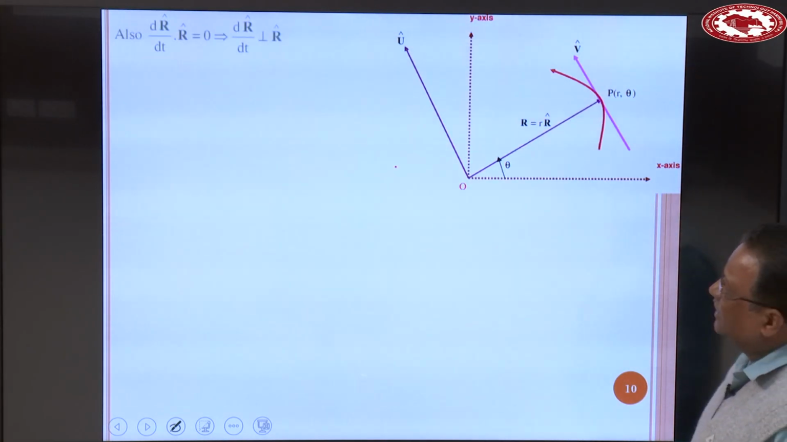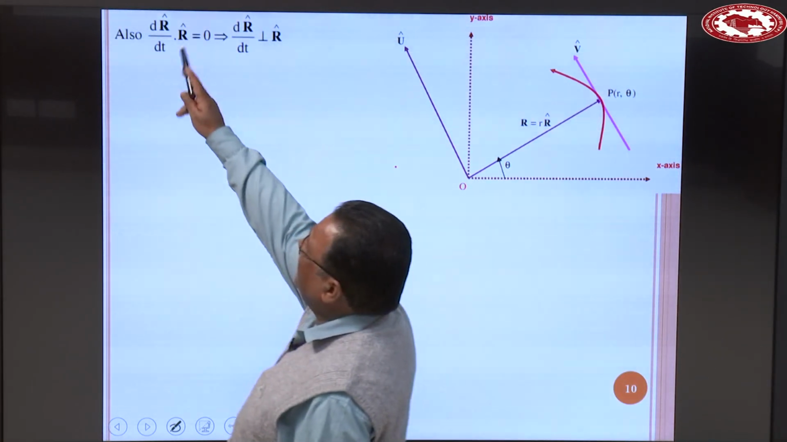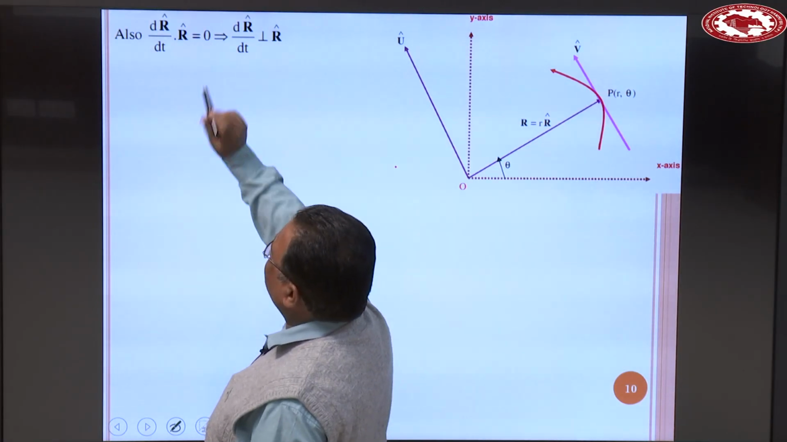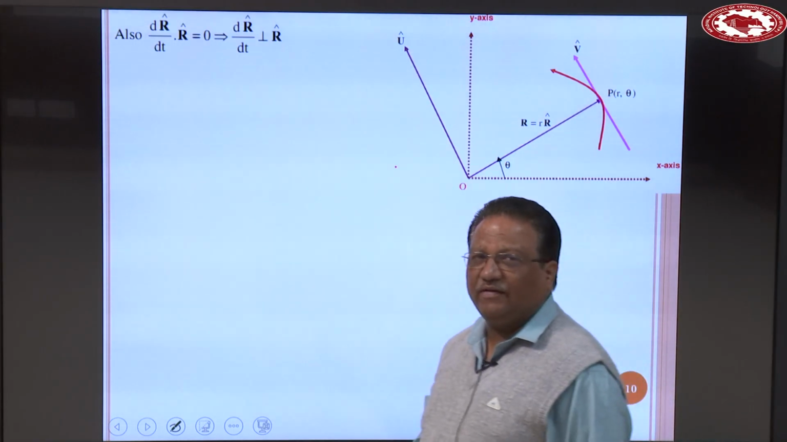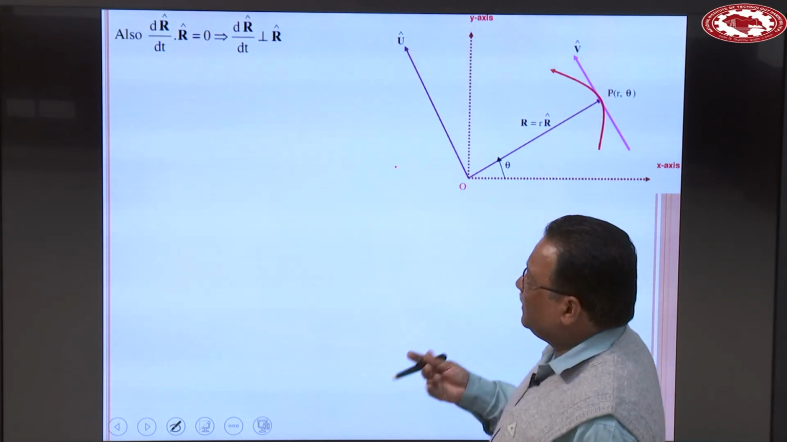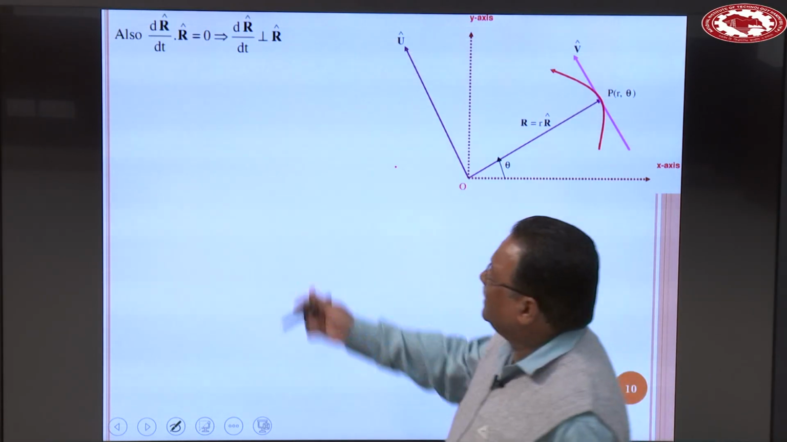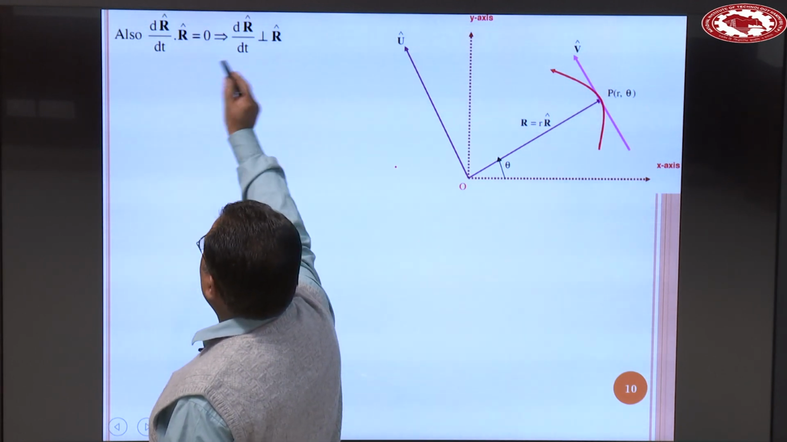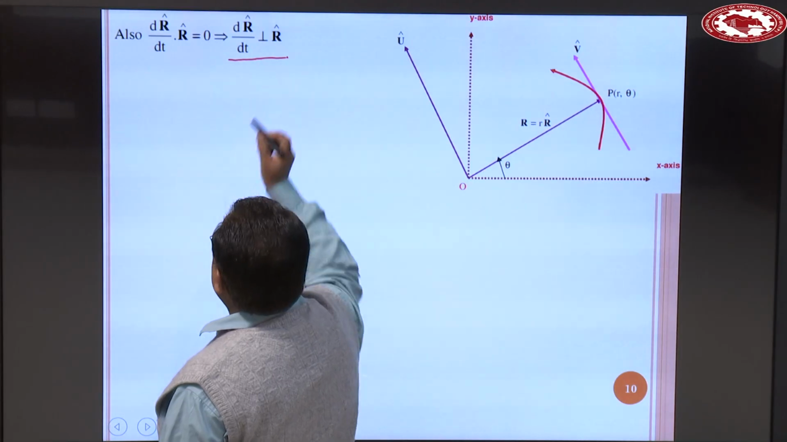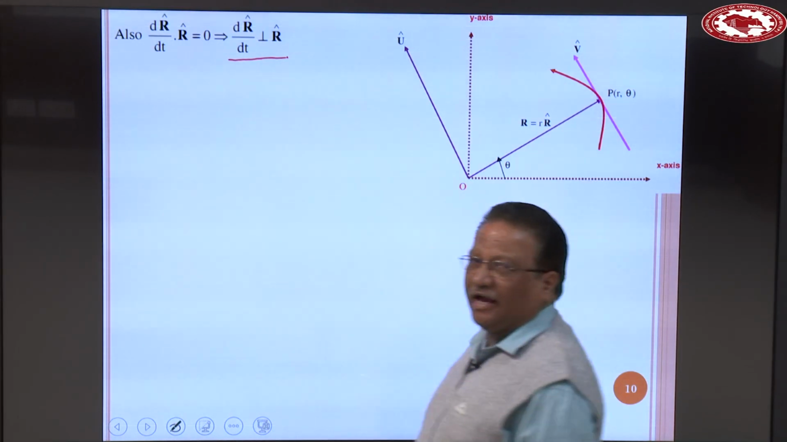Now substitute all these values. Now we know dr cap over dt dot r cap is 0, obviously, because r cap is the unit vector, right. If you differentiate with respect to t and take the dot product, dr cap over dt dot r cap, we get 0. This means dr cap over dt is perpendicular to r cap.